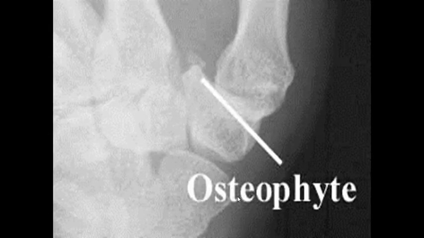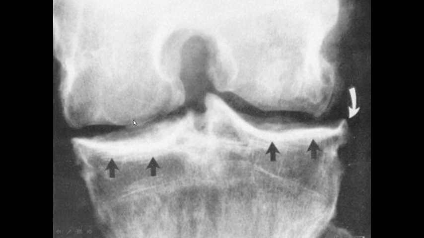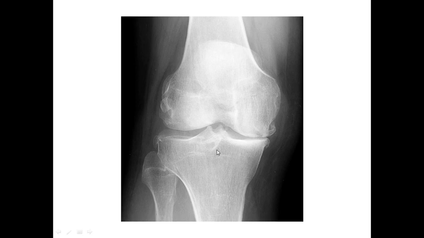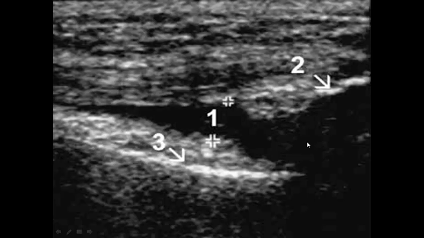osteophytes. Here are also osteophytes, and also you see a very narrow joint space, narrowing of joint space, osteophytes, subchondral sclerosis, a typical X-ray picture of arthrosis. The same pictures here, osteophytes, subchondral sclerosis. Also you see osteophytes, subchondral sclerosis, and narrowing of joint space.